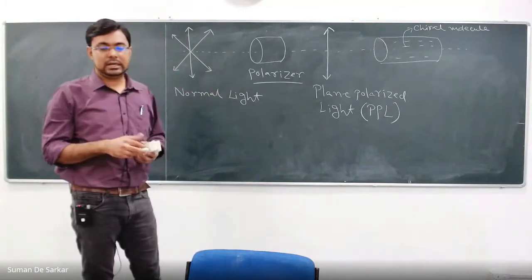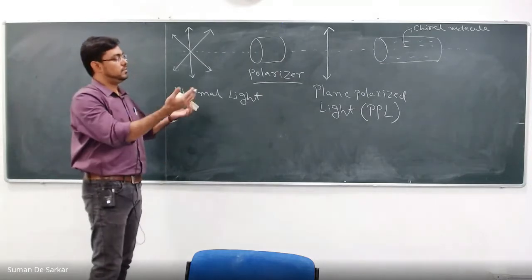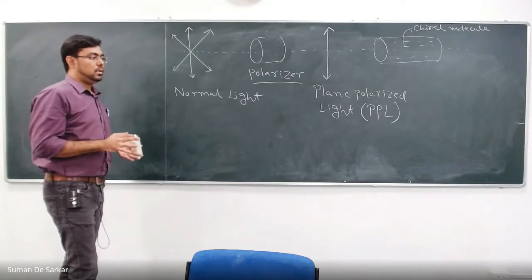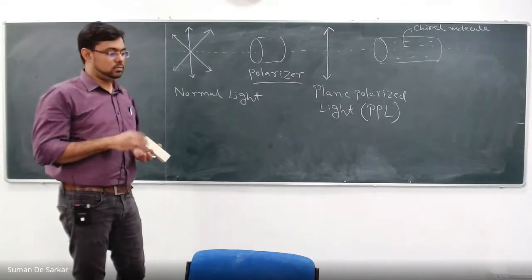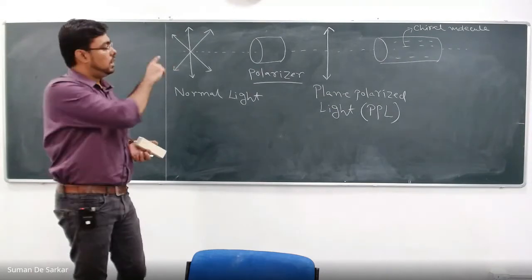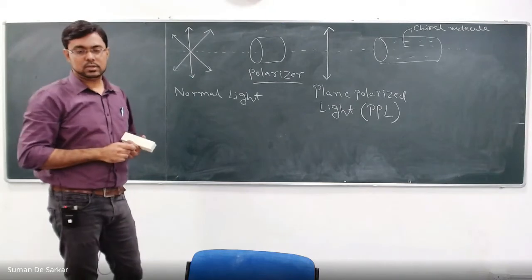But in nature, as you know, there are several chiral molecules. I think you know chiral molecules. If not, then I will explain in a minute. So he just took a random, naturally occurring chiral molecule, mixed it in a solution and put it in a glass tube and passed this plane polarized light through this solution.